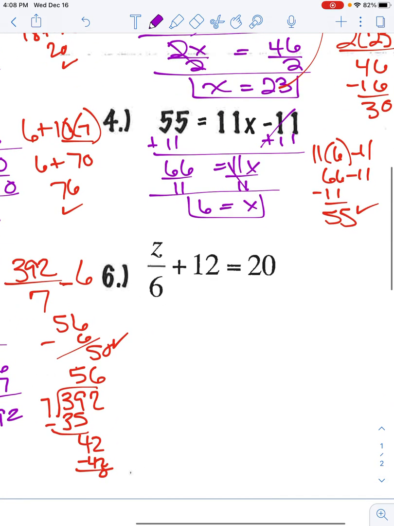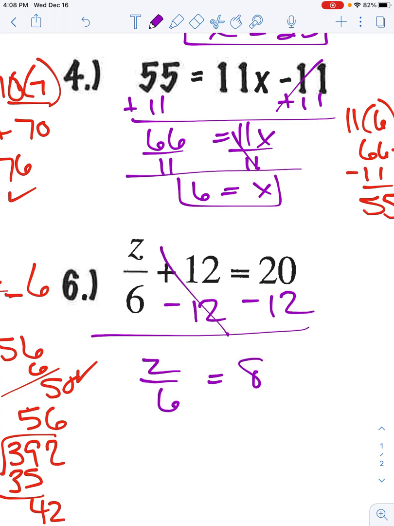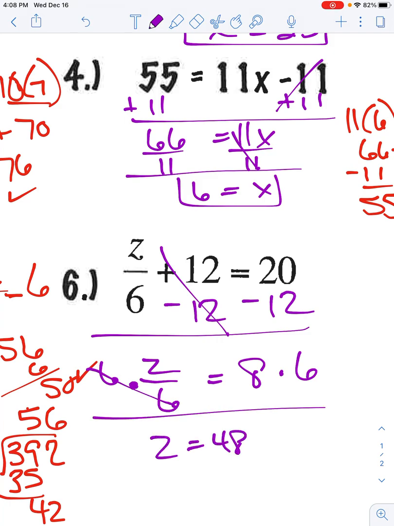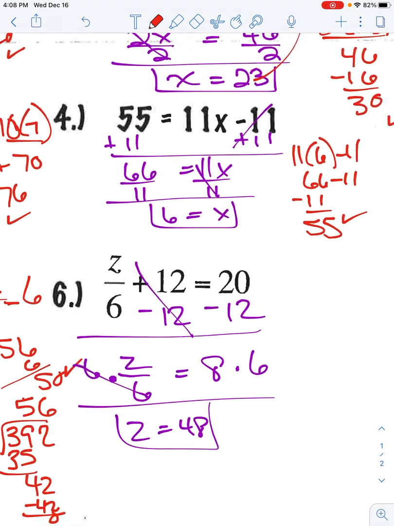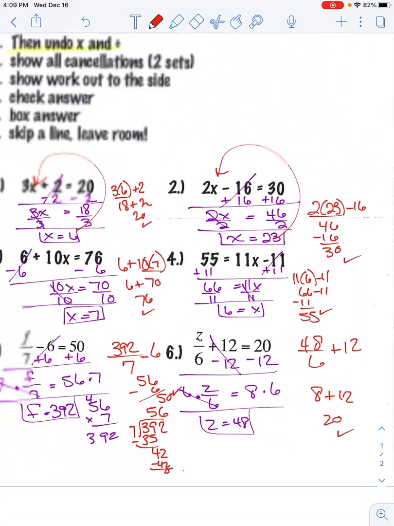And the last one. z divided by 6 plus 12 equals 20. It says divided by 6 plus 12. We're always going to undo addition and subtraction first. So if it says plus 12, we're going to subtract 12. The goal is to get the variable by itself. 20 minus 12 is 8. And then it says z divided by 6, so I'm going to do the inverse and multiply both sides by 6 to get 48. And then double check our work. 48 divided by 6 plus 12. 48 divided by 6 is 8, and 8 plus 12 is 20. It does check out.